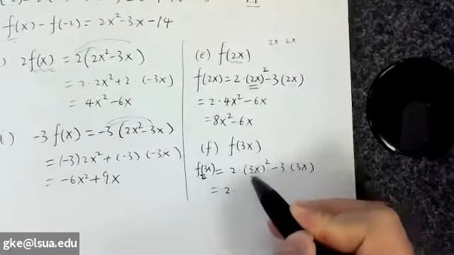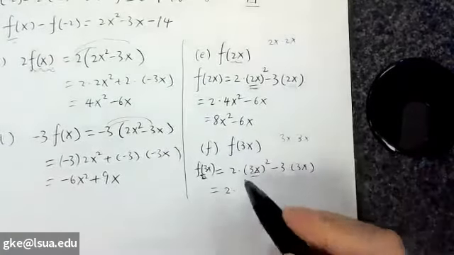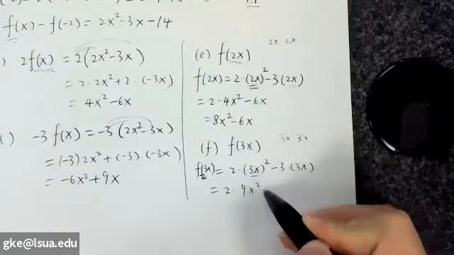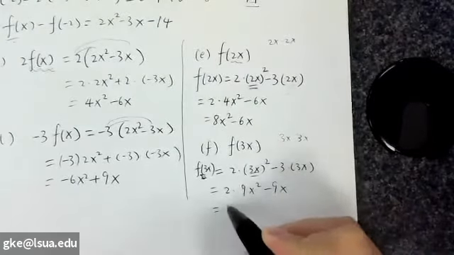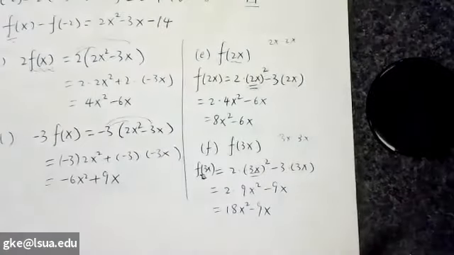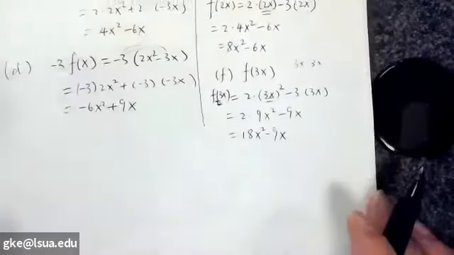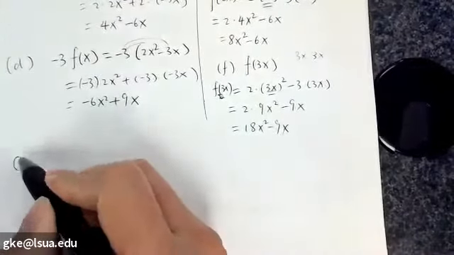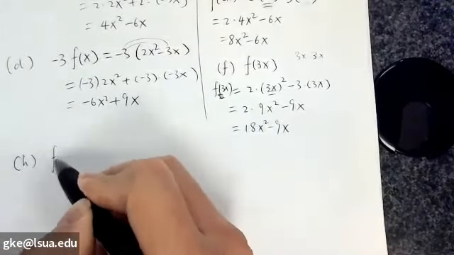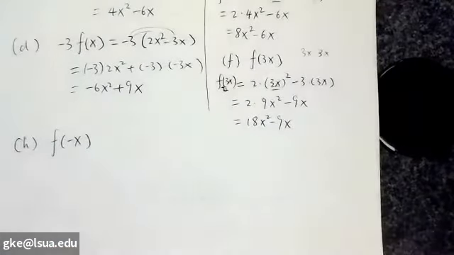So here (3x) squared is 3x times 3x, which is 9x squared. Negative 3 times 3x is negative 9x. So we get 18x squared minus 9x. Now, I want you guys to try this one for me: f(-x).